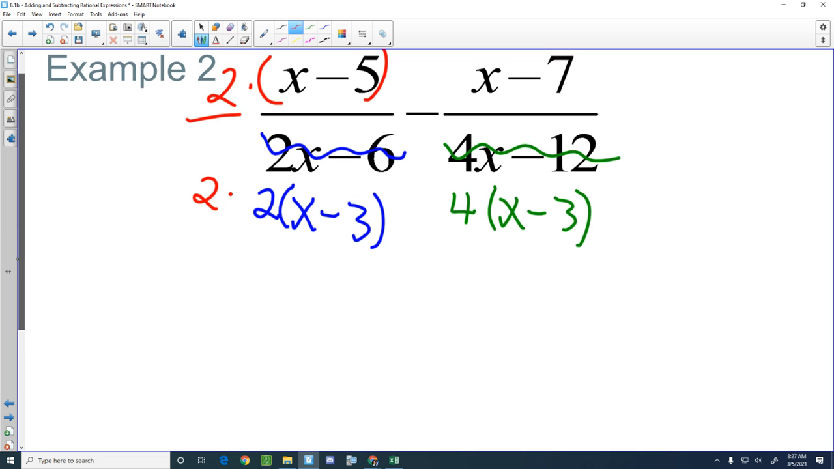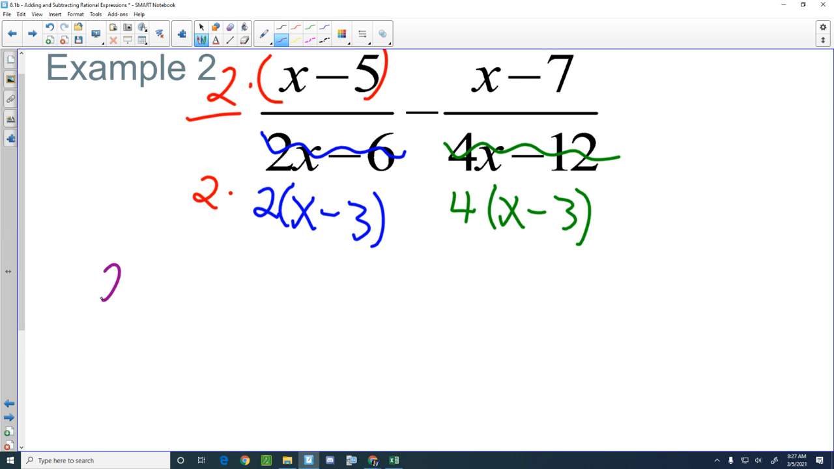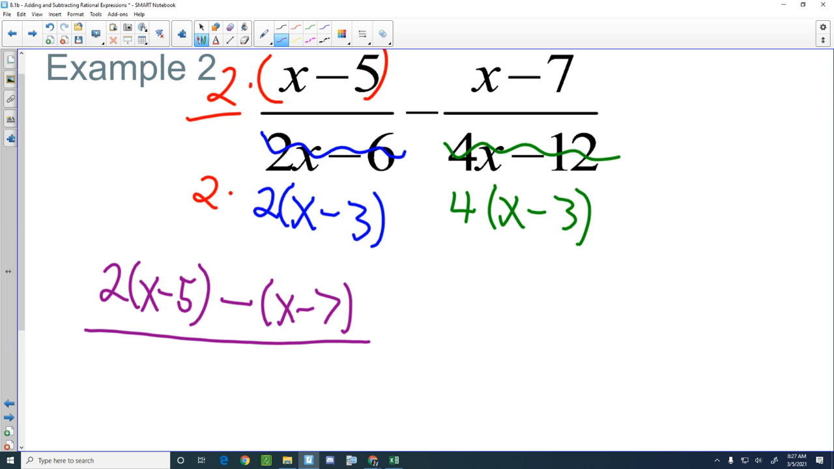So then in my numerator, I'm going to have 2 parentheses x minus 5 minus parentheses x minus 7 all over this same denominator of 4 parentheses x minus 3, because they'd have a common denominator at that point. I can write it as one single fraction.